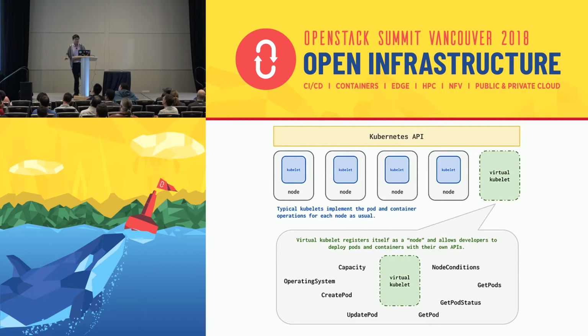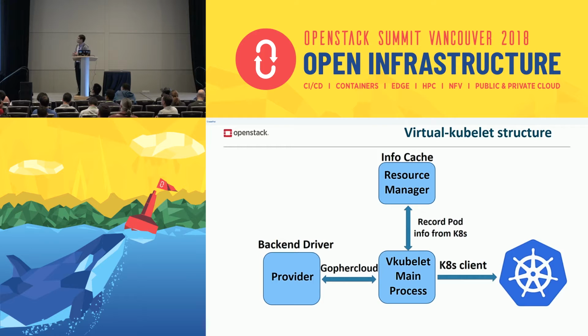So in the next several slides, I will talk about the details of how the virtual Kubelet works, and also what we have done to make this happen. So here are the modules of virtual kubelet. There are 3 main modules in the virtual kubelet project. In the center is the virtual kubelet main process. It is the key module, and it will talk with the Kubernetes cluster and also with the resource manager and the provider.